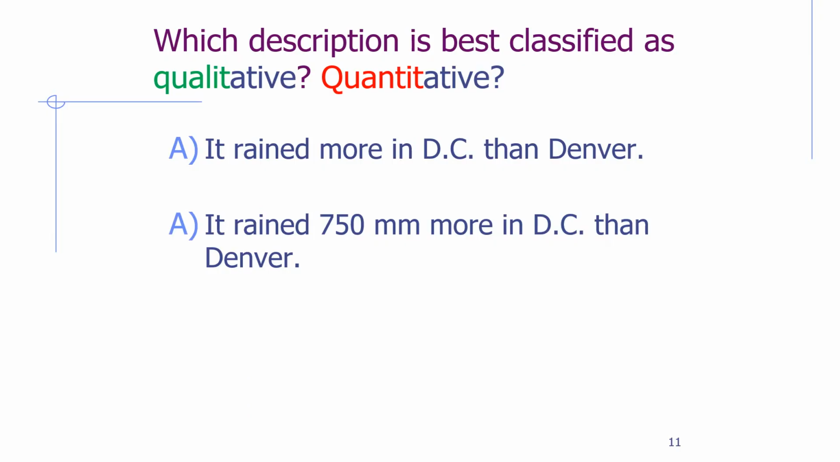So which one is qualitative? Qualitative would be the one where it just says it gets measured more. There are no numbers associated with it. It rains more in DC than in Denver. But the fact that it rained 750 millimeters more in DC than Denver, that would be quantitative. Again, looking at numbers.